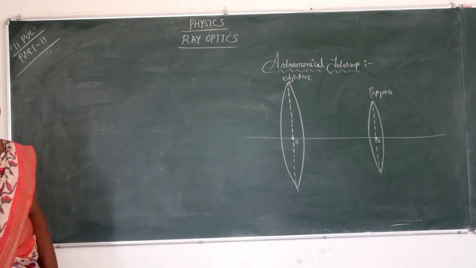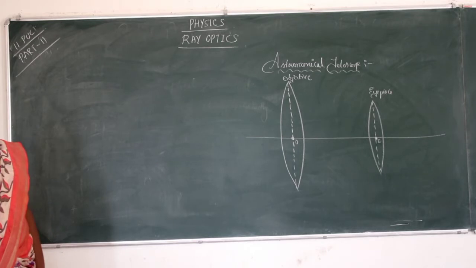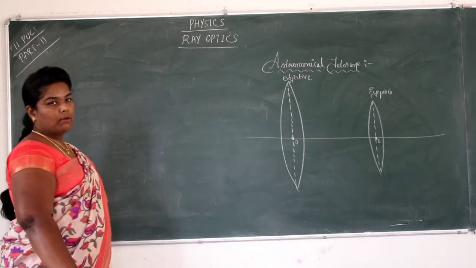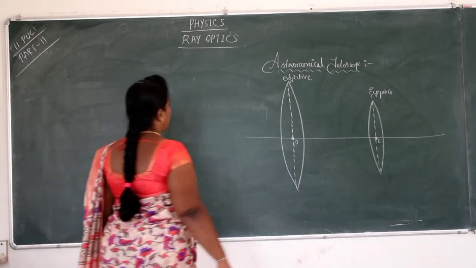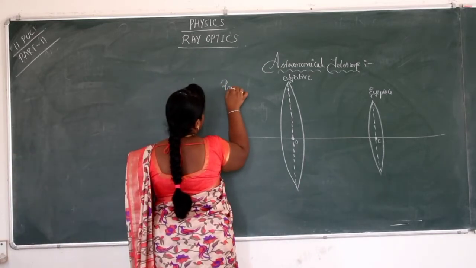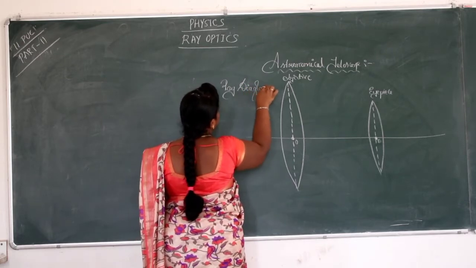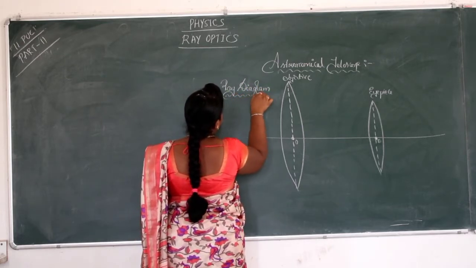Now let us see the working principle. Before writing the working principle, we are ready with the ray diagram. So now let us observe the ray diagram and also the working principle. First let us write the ray diagram. We just completed the construction part, and now let us write the ray diagram.